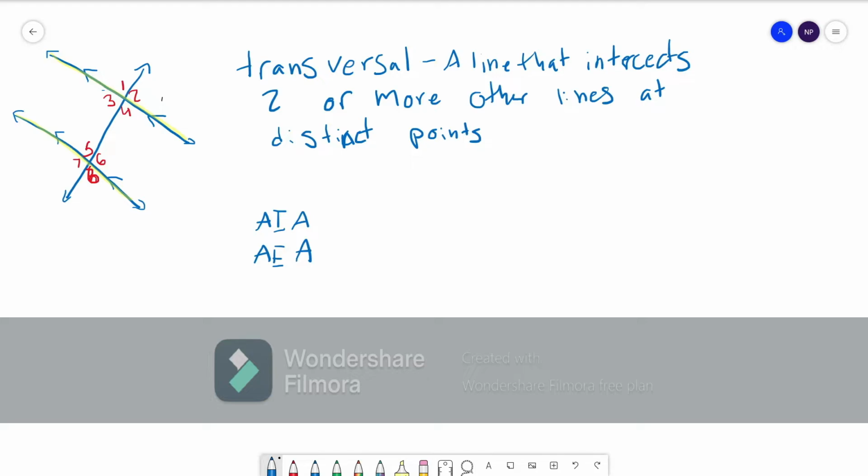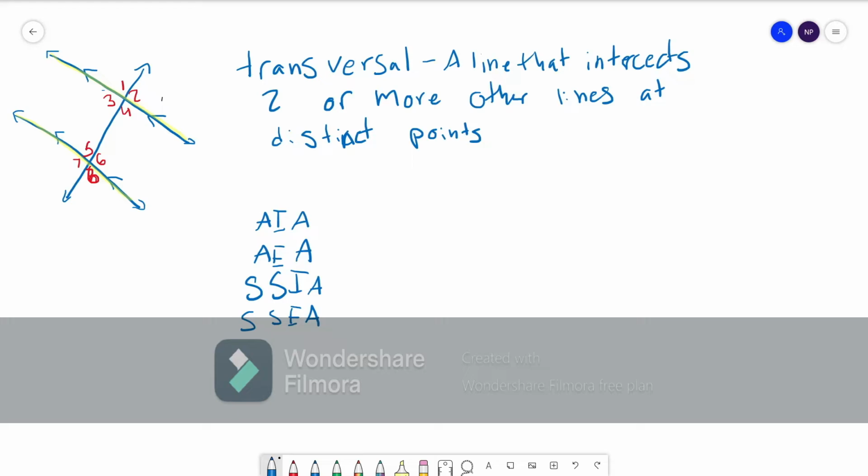So those are things that just relate to alternating sides of this transversal. Now we're going to be working on the same side. So now we have same side interior angles. So in this case, it'd be 4 and 6, and then 3 and 5. And then we have same side exterior angles, which would be 2 and 8 and 1 and 7. Okay?